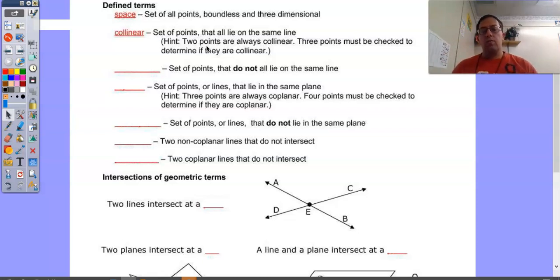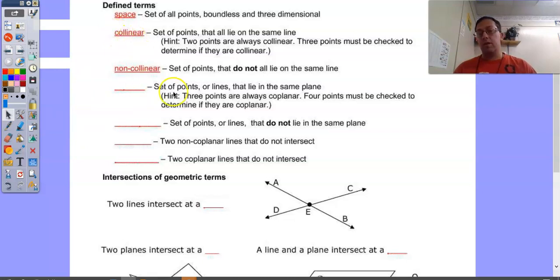Okay, what about if those points do not lie on the line? So I had these 3 points, right? Not on a line. I can't draw a line for all three of them. What do you call them? If they are not collinear, we call them non-collinear.